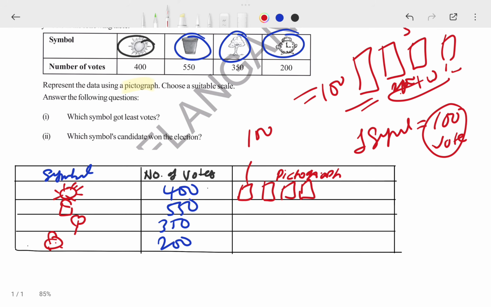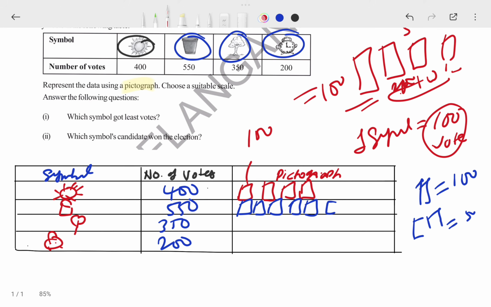Okay, now this is 550. So create 5 boxes like this, 1 2 3 4 and 5. But we know that this one symbol is equal to 100 votes, then this half symbol will be equal to how many votes? 50 votes. So let's create the half over. This is for 50, like 300 votes.